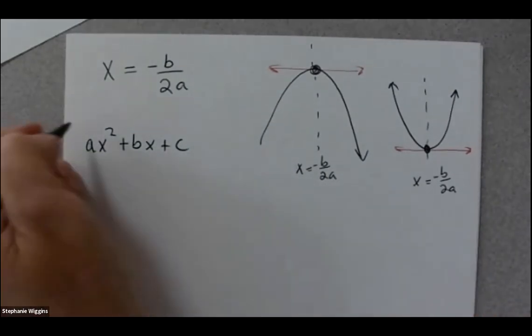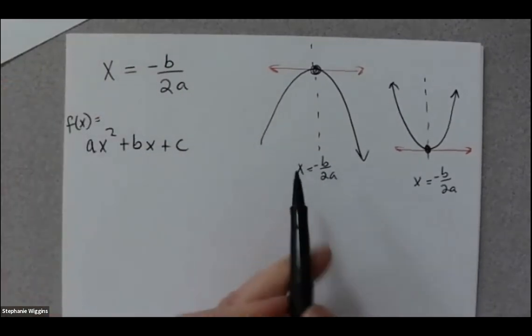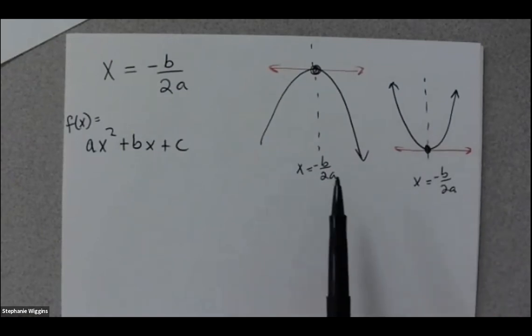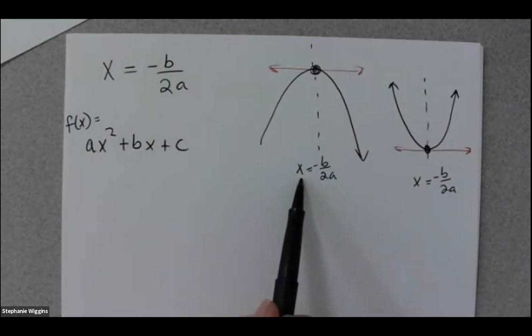And that's our function f of x. It's quadratic, so it's a parabola. It either opens down or it opens up. And by that vertex formula, the location of the maximum or minimum is at x equals minus b over 2a.